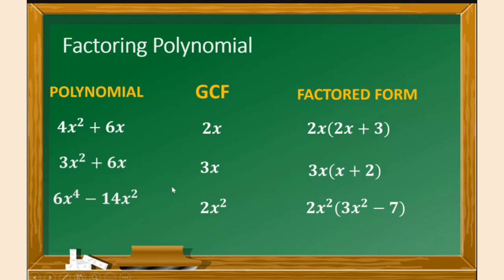For the second term, 14x squared divided by 2x squared. 14 divided by 2, that is 7. X squared divided by x squared, that is 0. So, therefore, 7 na lang siya. So, that is our final factored form: 2x squared times 3x squared minus 7. So, ganyan lang po mag-factor ng polynomial. First is finding the GCF para mabilis ma-factor.